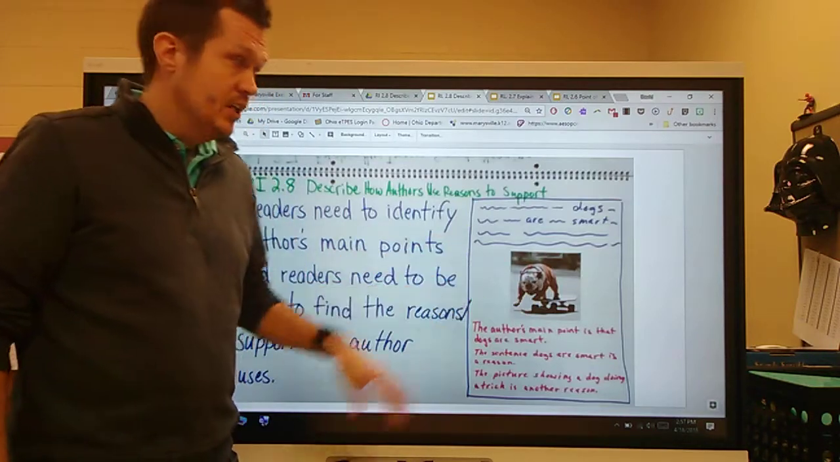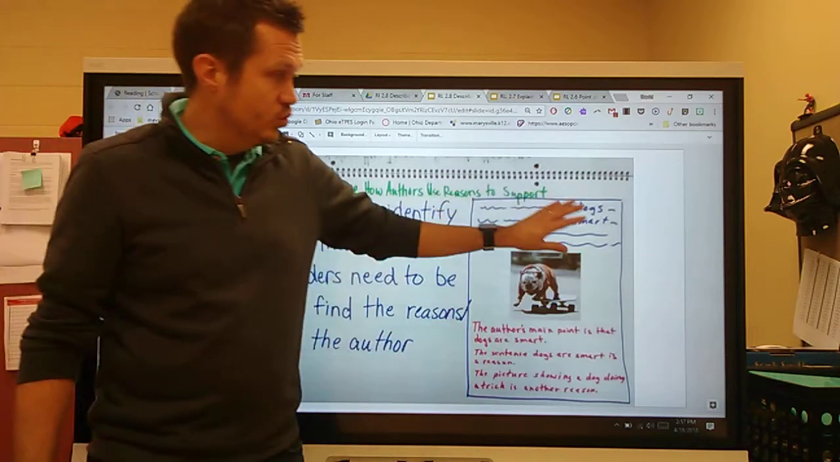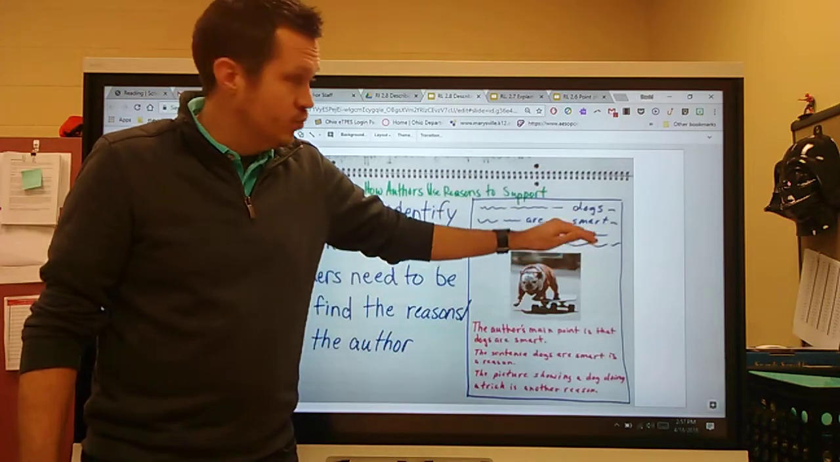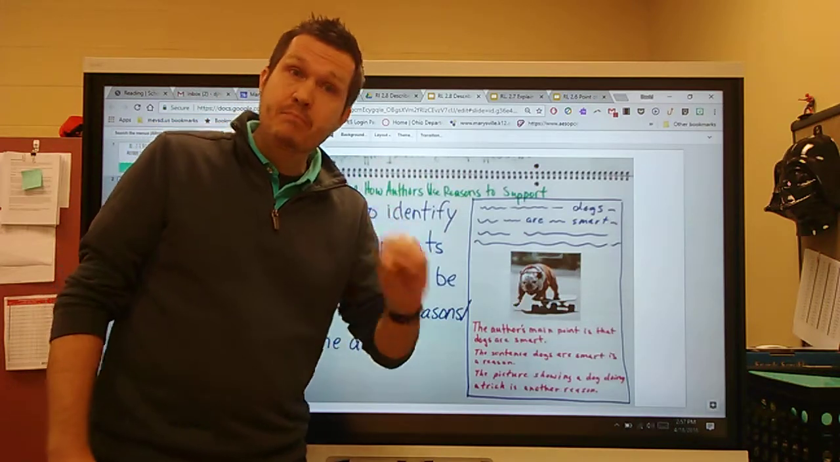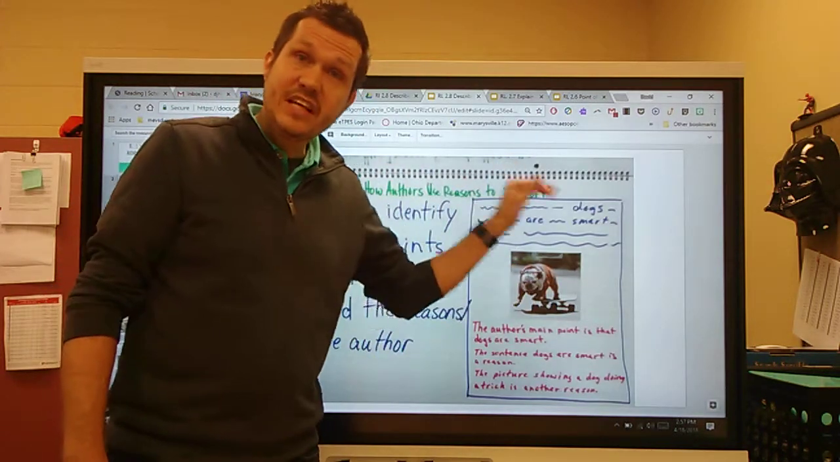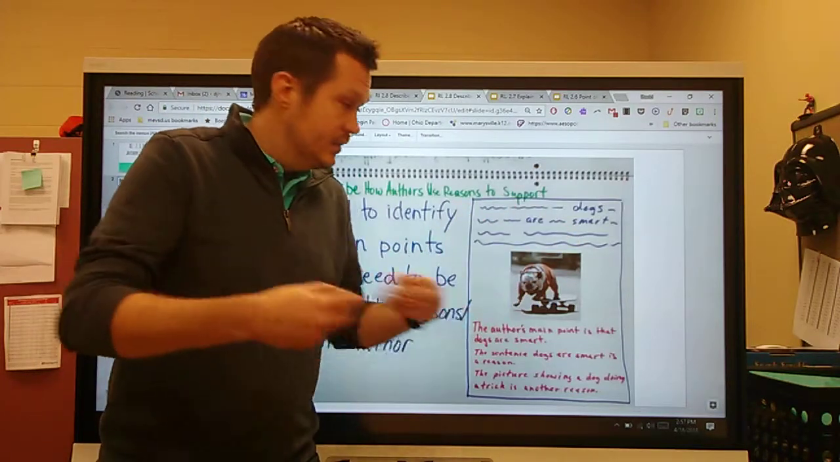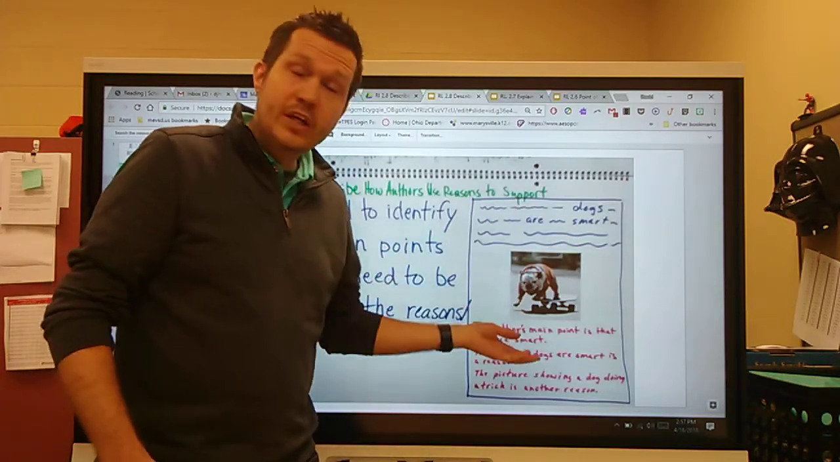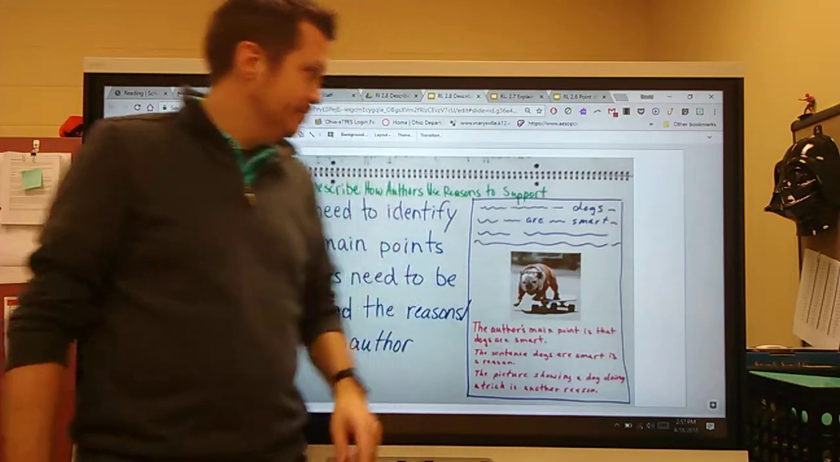So what you need to be able to do as a reader is you need to be able to read authors' words and their pictures, figure out what the main point is that the author is trying to teach you, and then find and tell other people what clues made you think that's the main point. So let's practice it together today, okay?